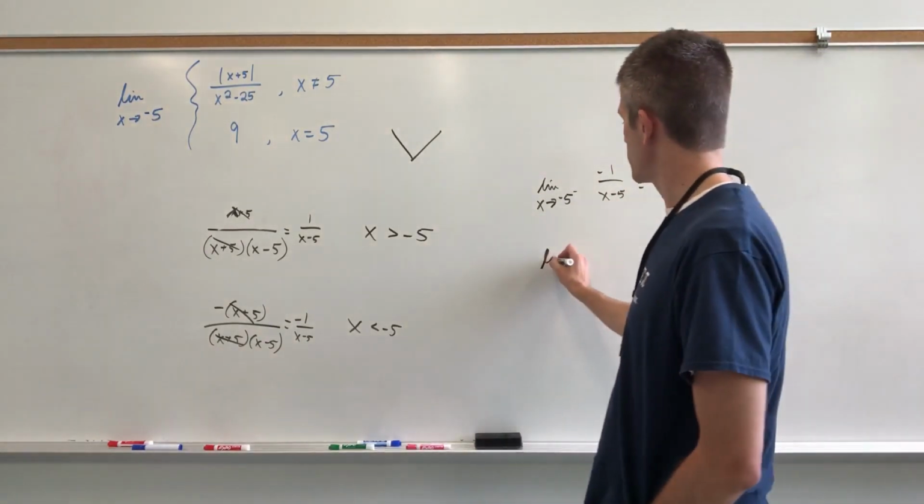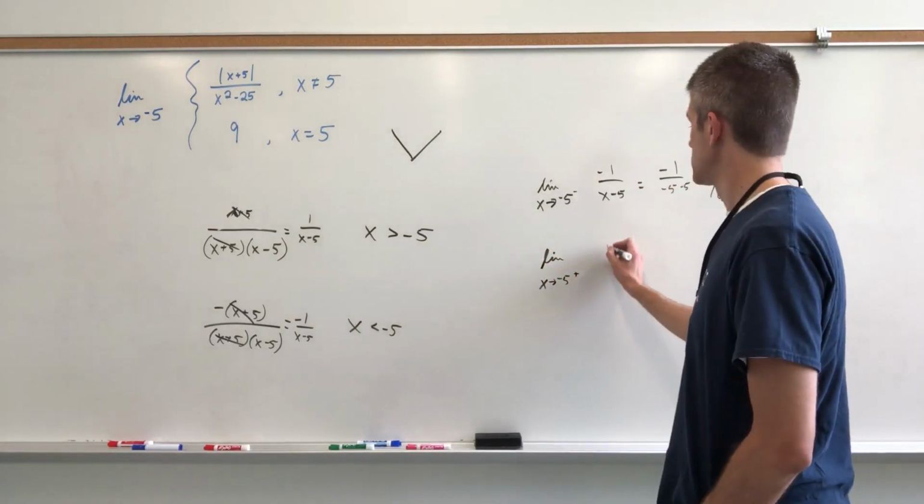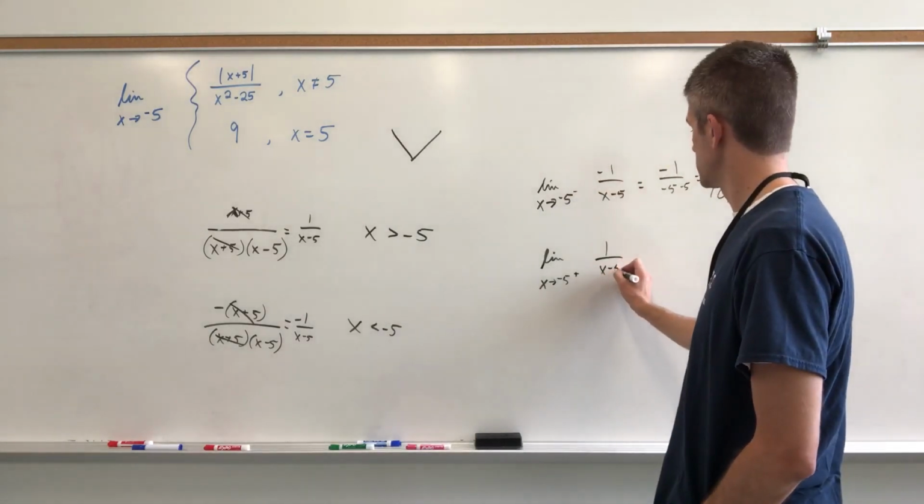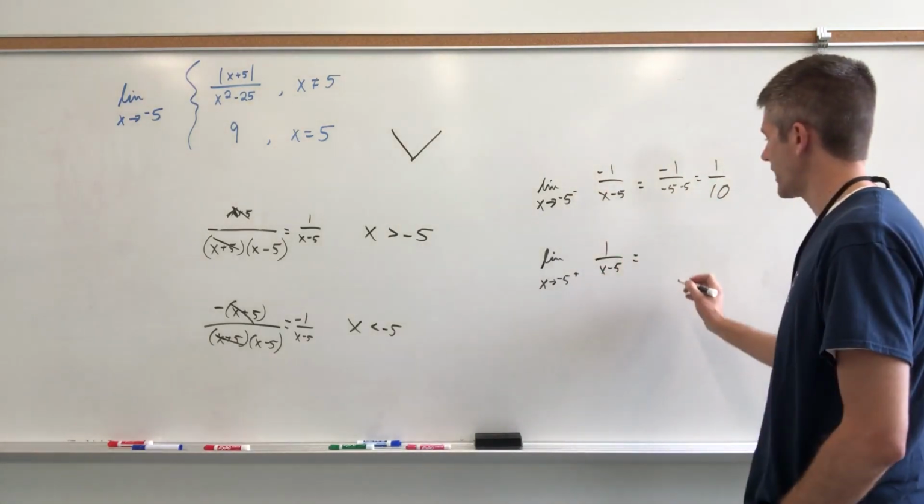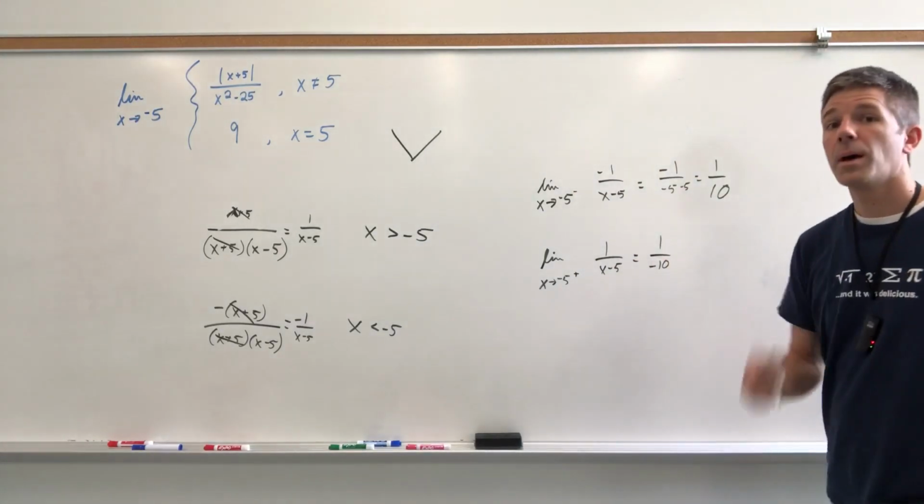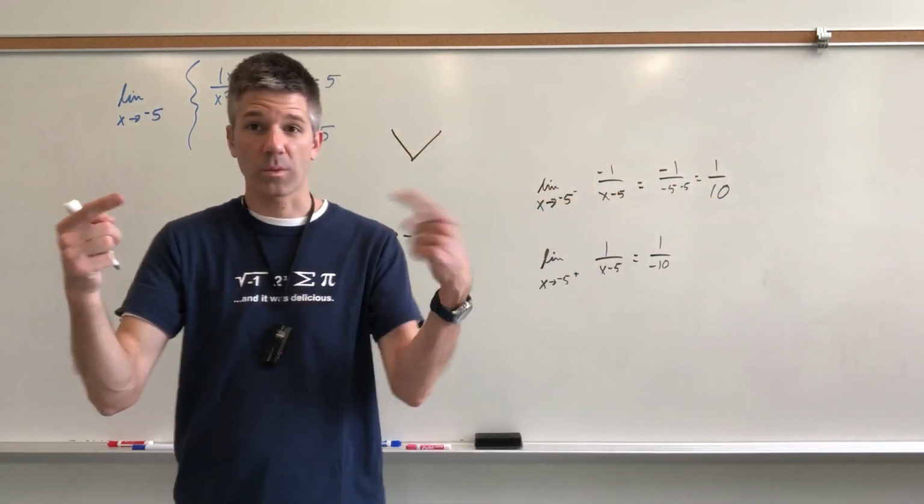If we approached negative 5 from the right, we'd be using this part of the piecewise function. And then that would give me negative 1/10. Because the limit from the left doesn't match the limit from the right, the limit does not exist.